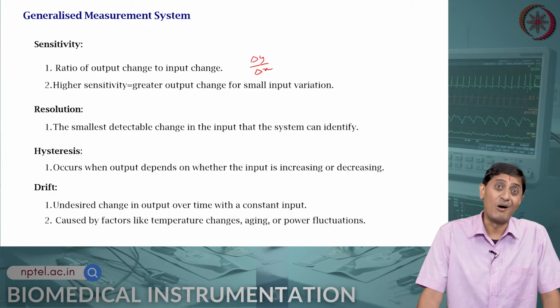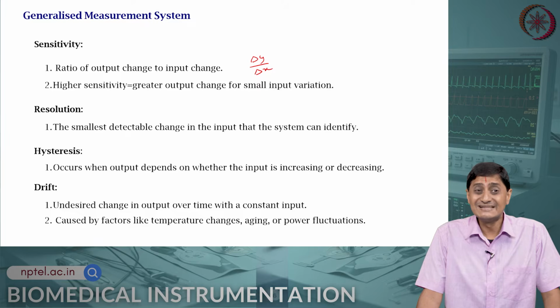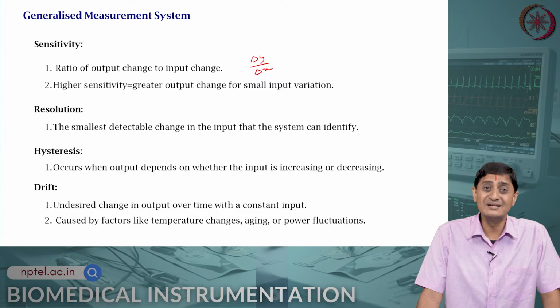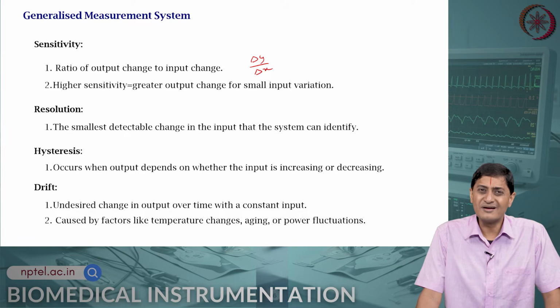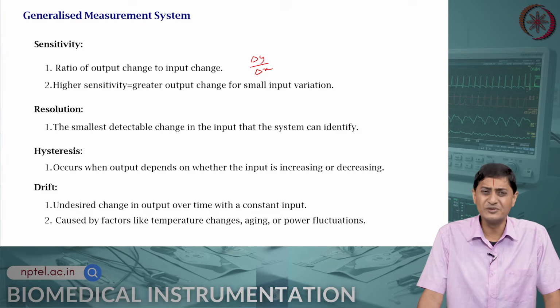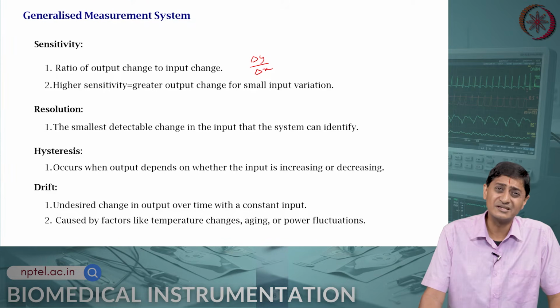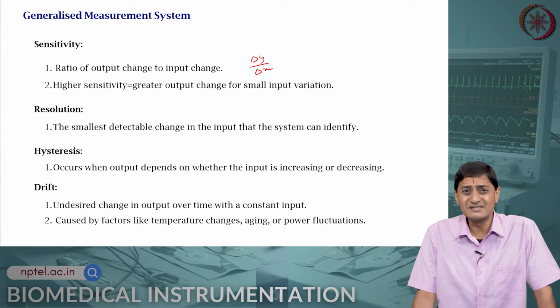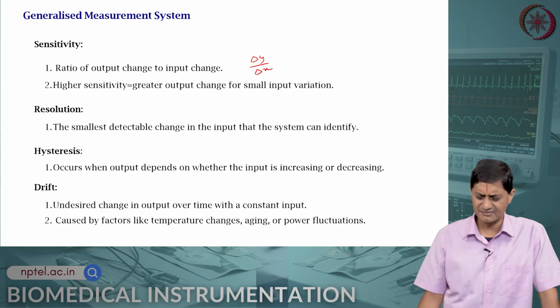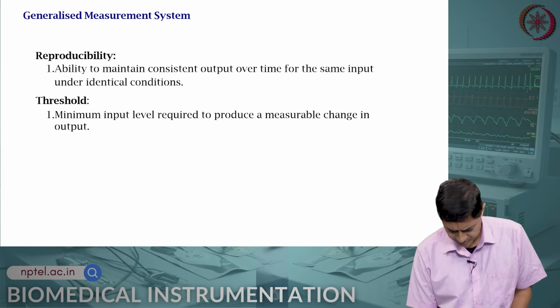Drift, this happens a lot in biomedical systems. This essentially refers to an undesired observable change in the output over time. For a constant input, the output keeps on changing. This is called drift. This may be due to temperature change, power fluctuation, or aging, or it may also reflect sensor characteristics. Some sensors are inherently drift prone, for example, piezoelectric sensors. There are several other sensors that are inherently prone to drift.